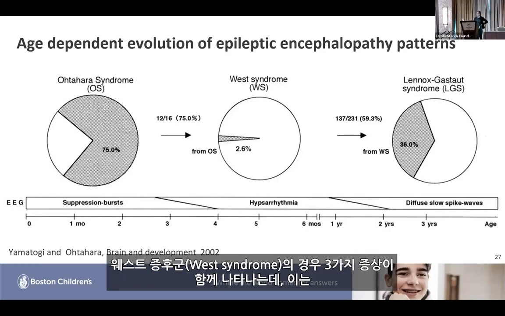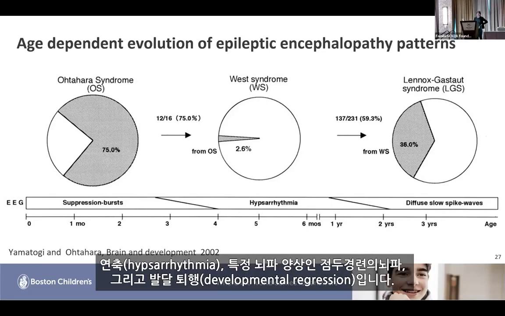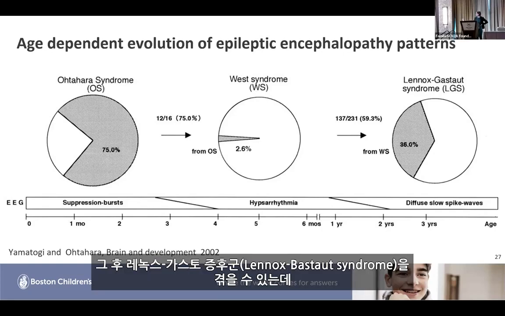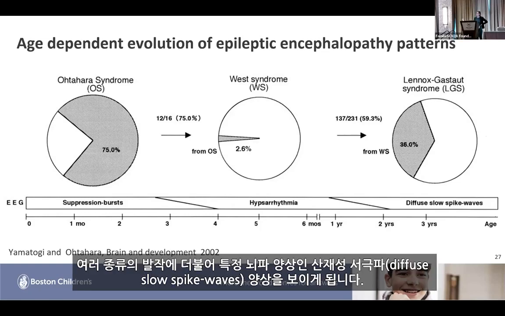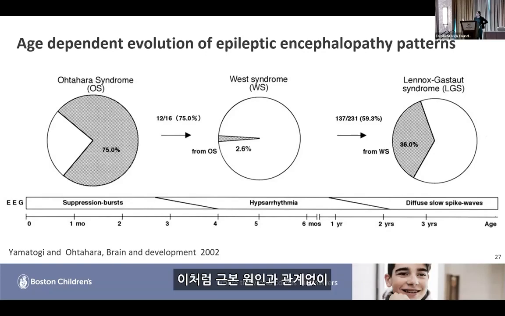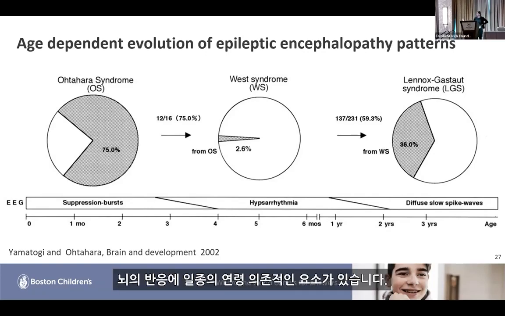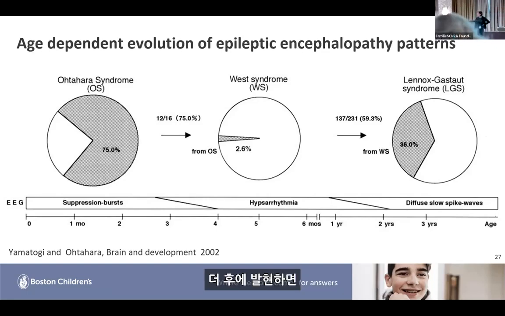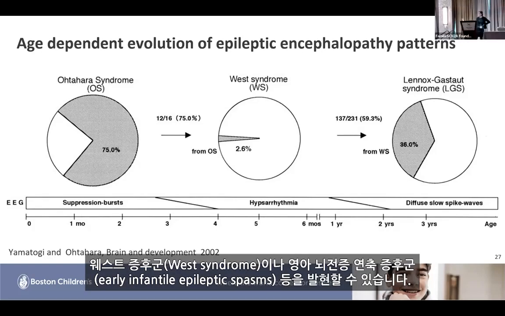West syndrome is a triad of epileptic spasms, hypsarrhythmia, a specific EEG pattern, and developmental regression. And then you can go on to something called Lennox-Gastaut syndrome, which is a syndrome with multiple seizure types and a particular EEG pattern of diffuse slow spike and waves with or without paroxysmal fast activity as well. So there's an age dependence on what the brain does, regardless of the underlying cause. And kids who present later might present with West syndrome or infantile epileptic spasm syndrome, for example.